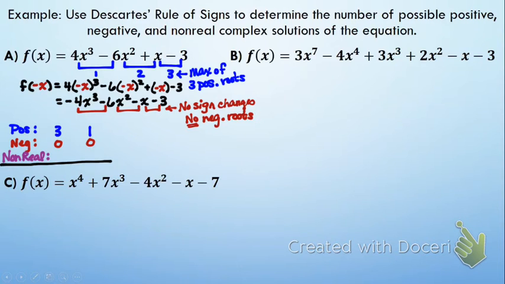When I add up all of my roots, it has to equal what about the equation? Has to equal my degree. What is the degree here? 3. 3 plus 0 plus what would give me 3? 0. So it's possible there's 3 real roots, no negative roots. Sorry, 3 real positive roots, no negative roots, no imaginary roots.